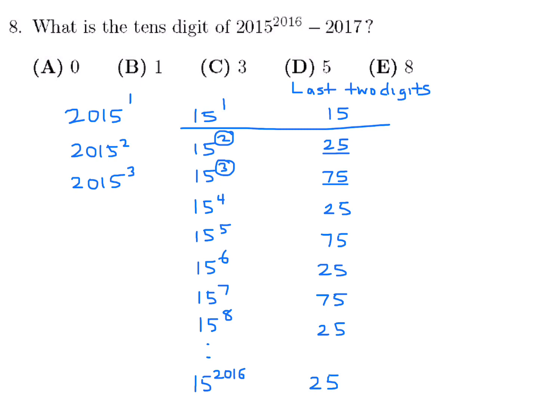Okay, all right, great. And then I have to subtract this 2017. So from 25, I'm subtracting 17. Remember, I'm only concerned about the last two digits, and that gives me 08. This is the ones digit, this is the tens digit. That's 0. So number 8, the answer is A.